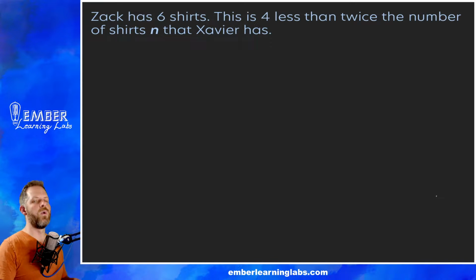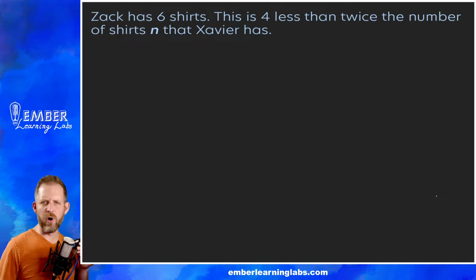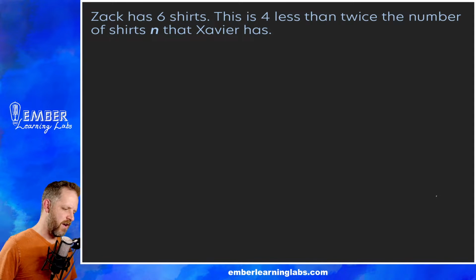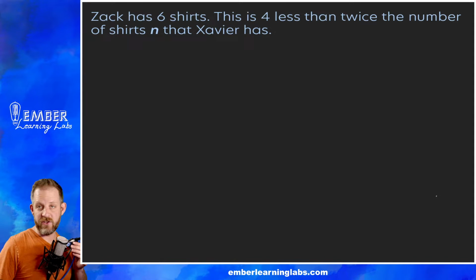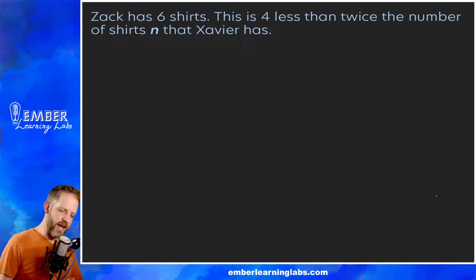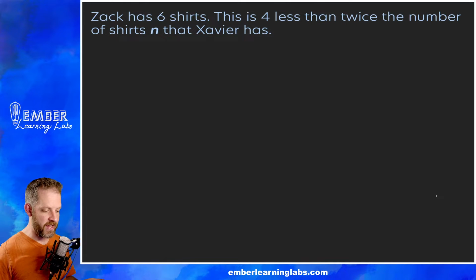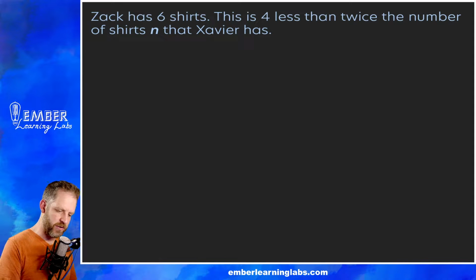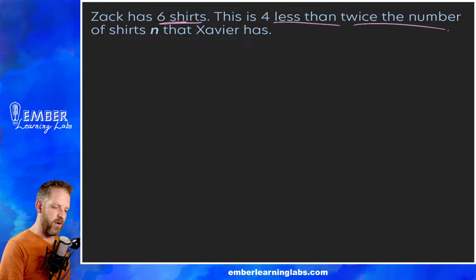We're going to jump in with some examples. We're going to learn some different words that mean some different things. All right. So Zach has 6 shirts. This is 4 less than twice the number of shirts that Xavier has. Okay, so we've got a few pieces of this puzzle that are kind of important, right? So he has 6 shirts total, right? And then it's 4 less than twice the number, right?